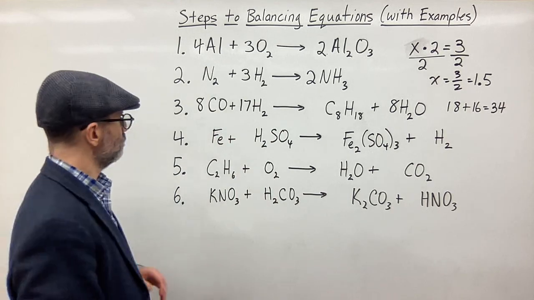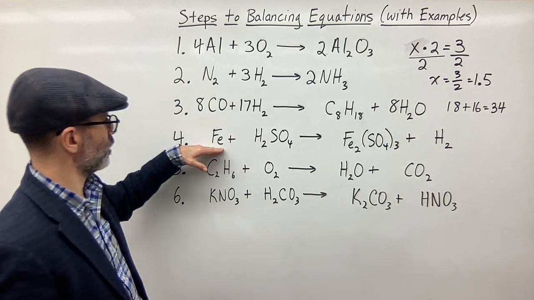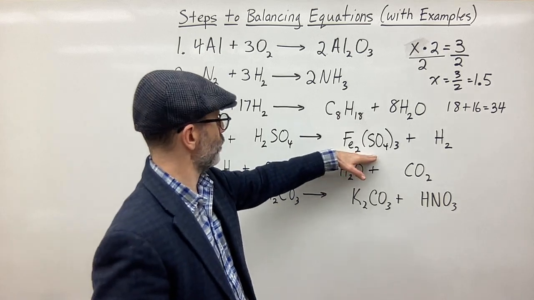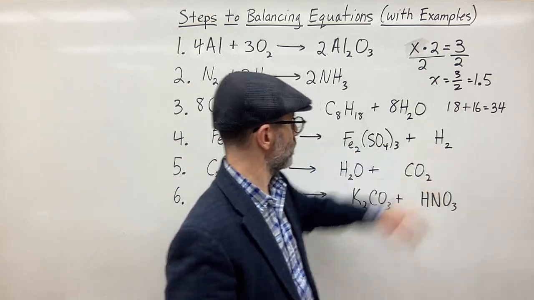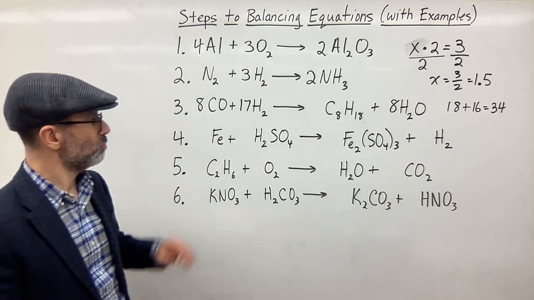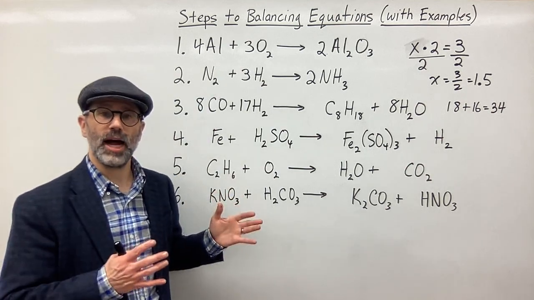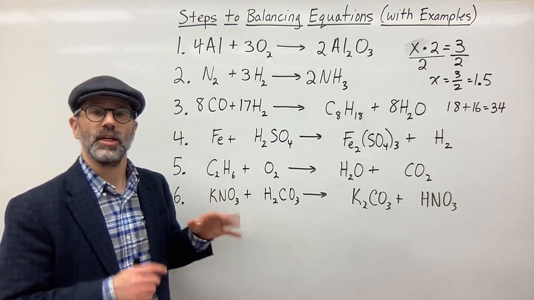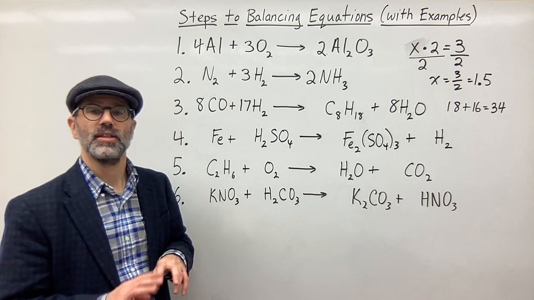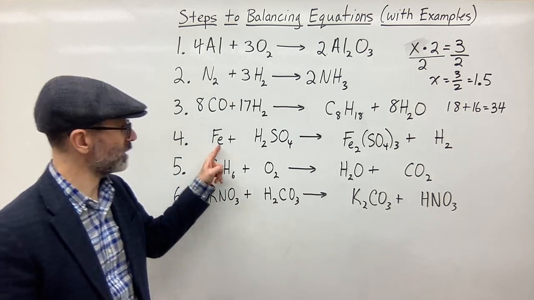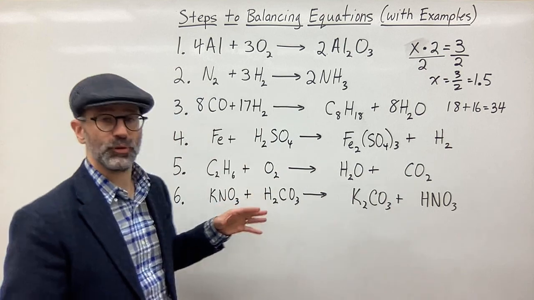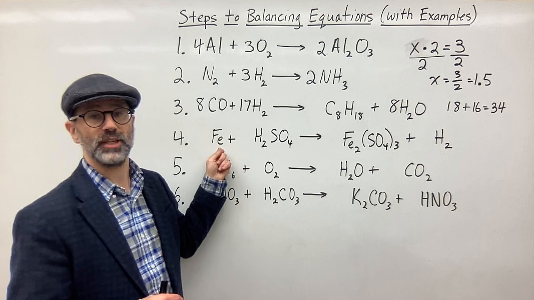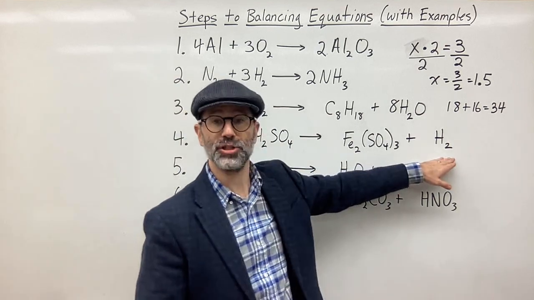Number 4. Here I have iron plus sulfuric acid is going to give me iron 3 sulfate plus my hydrogen. So metals before nonmetals, that's step 1. Also, step 2, if you have an element by itself, save it for last. Now we have 2 elements by themselves, but if we follow the first step, metals before nonmetals, we're going to balance iron first anyway, so we're going to save hydrogen for last.